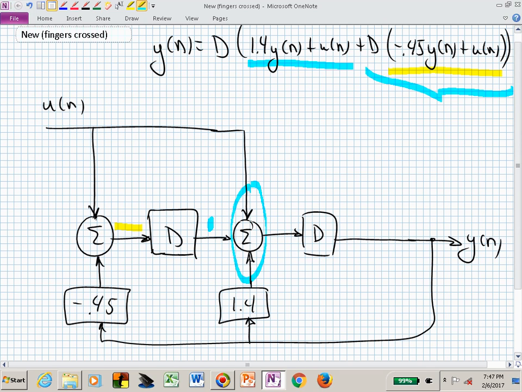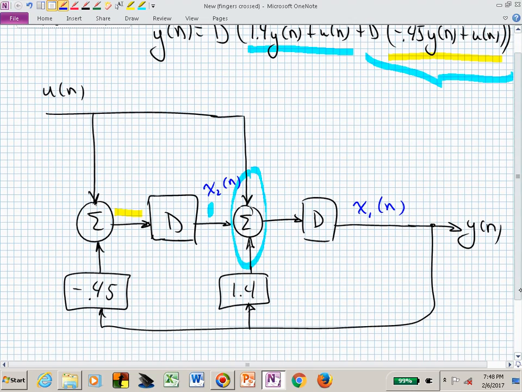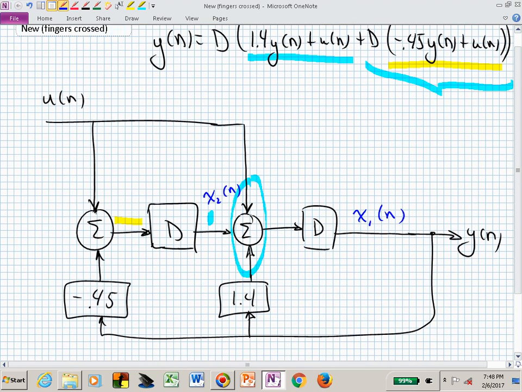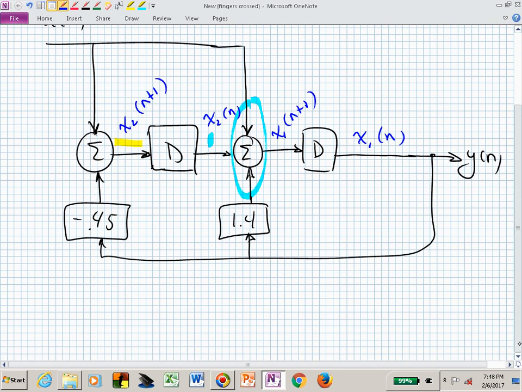So that now I can label this as x1 of n, and this is x sub 2 of n, to produce a state space representation from that difference equation. If this right-hand signal is x sub 1 of n, this is x sub 1 of n plus 1, and this is x sub 2 of n plus 1. And I can now create my state space representation.